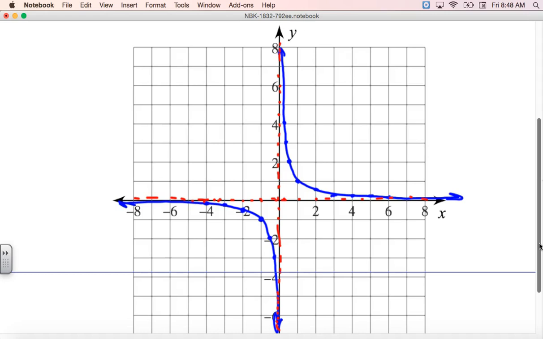Okay, so as x approaches positive infinity, f of x or y is going to get closer and closer to 0.